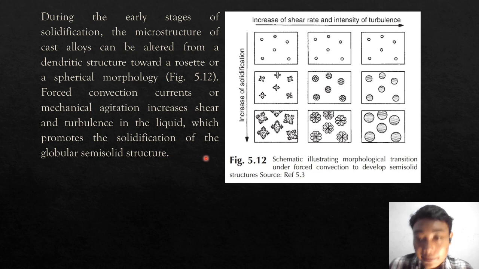Figure 5.12: schematic illustration of the morphological transition under forced convection to develop a semi-solid structure. Reference 5.13. Next.